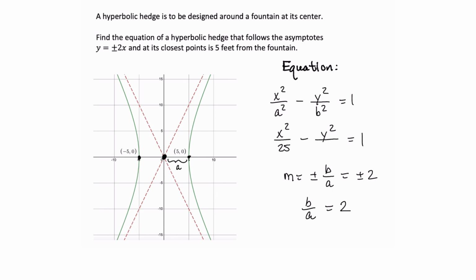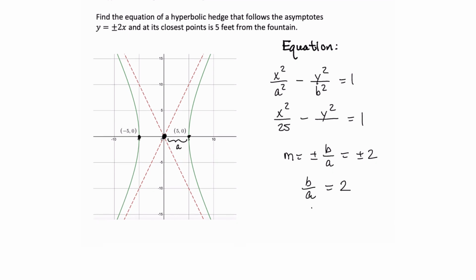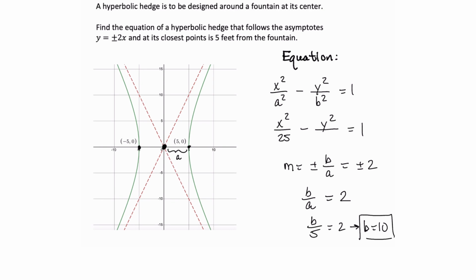Wonderful. Now we already know that a is equal to 5, so that means b over 5 is equal to 2, which means b is equal to 10. So awesome. In our equation now, which I'm going to put in a box here, we substitute 10 for b, and we get 100. So our equation is x squared over 25 minus y squared over 100 equals 1.